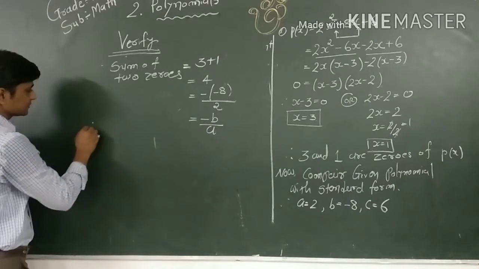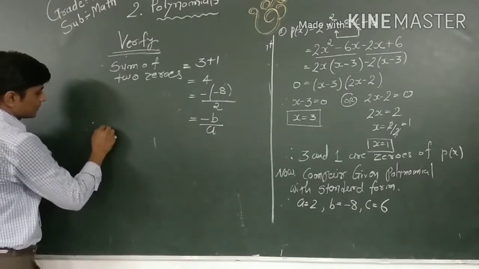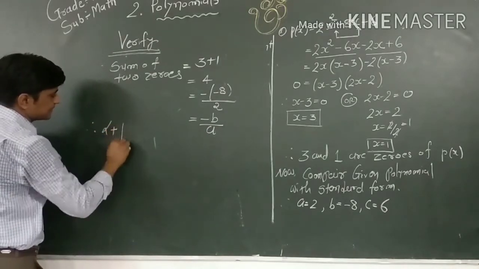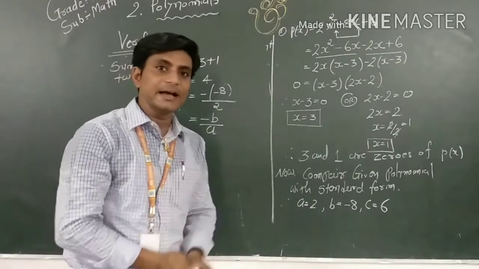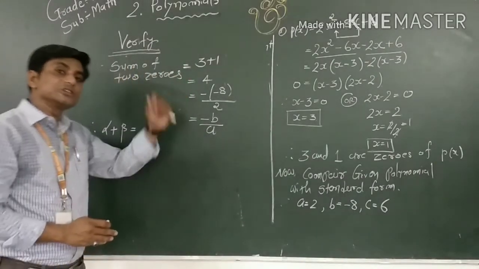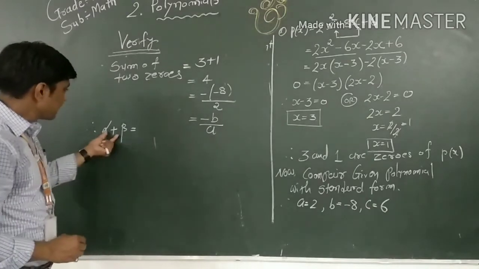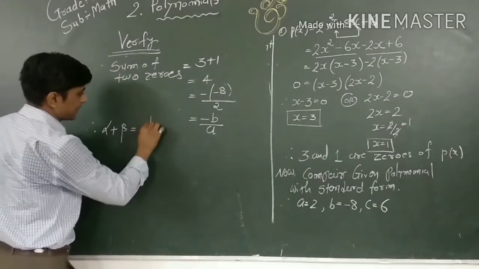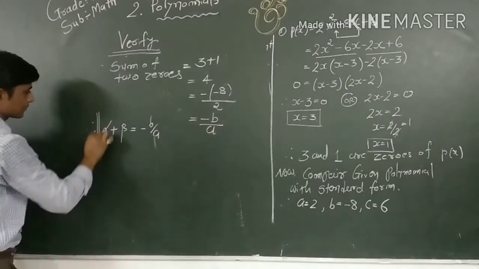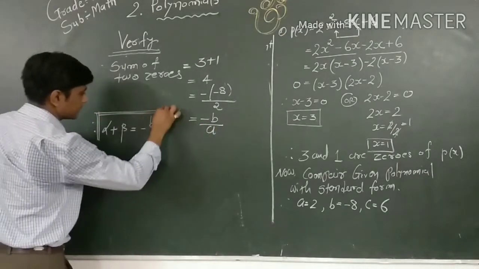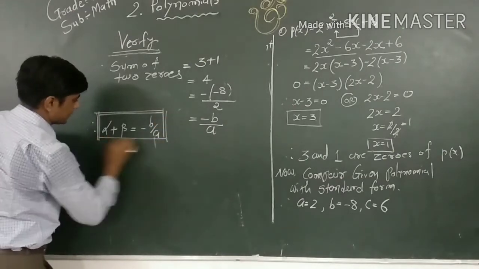Therefore, we write alpha plus beta. What are alpha and beta? Alpha and beta are the two zeros of the standard form. Alpha plus beta is equal to minus b by a. We obtain this formula, and it always holds in any quadratic polynomial.